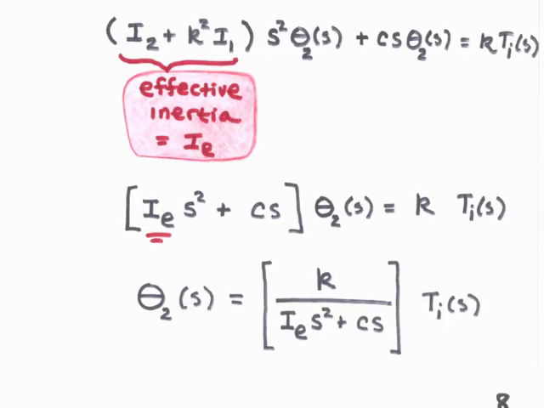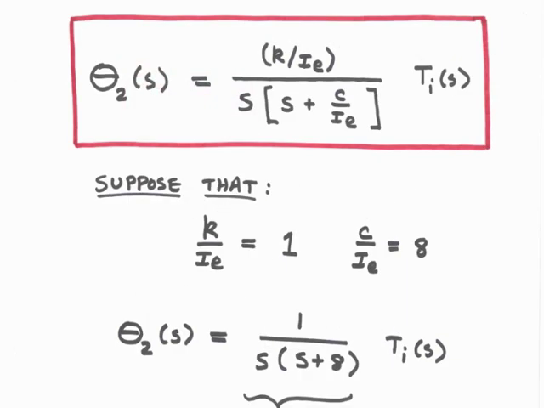We find this transfer function to be K divided by I sub E S squared plus CS, where I sub E is the effective inertia, I2 plus K squared I1. We'll now divide both the top and bottom of this transfer function by I sub E. That will give us in the numerator K over I sub E, and the denominator, after we factor, S times the quantity S plus C over I sub E.